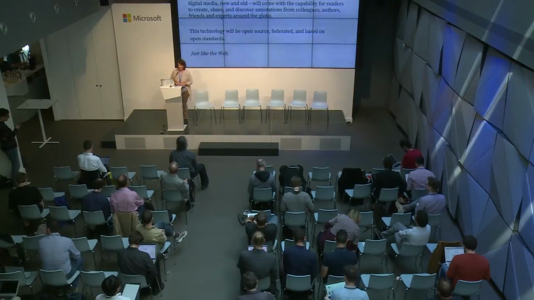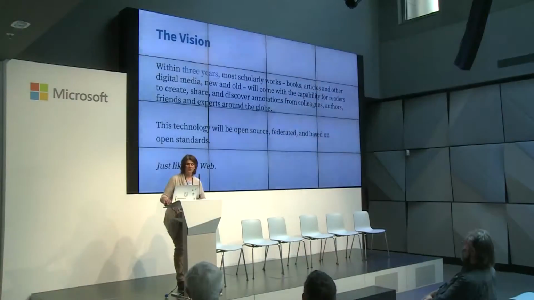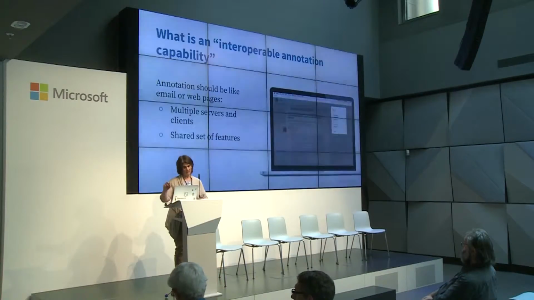The vision has an ambitious timeline of 3 years: most scholarly works, we saw some examples of this before, should actually come with a native capability to annotate, but it should be an open, interoperable, web-based ability to annotate so that all of the things that we've been talking about in this room are made possible. Essentially, we would be able to share annotations, but also discover annotations that others may have made on the same work in different contexts, because certainly that is one of the qualities of scholarly works. They exist in many forms across many different platforms, but it's a version of the same work. And it'll be open source, federated, and based on open standards, just like the web.